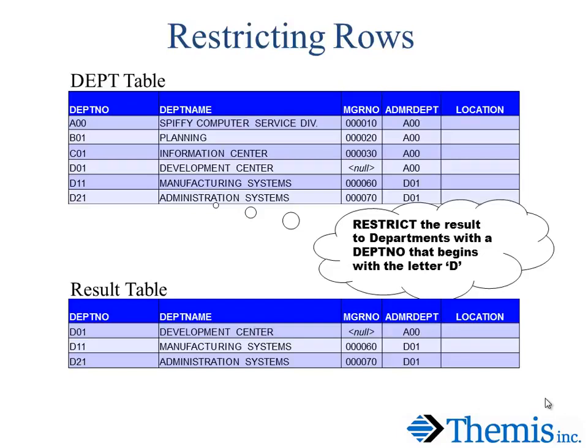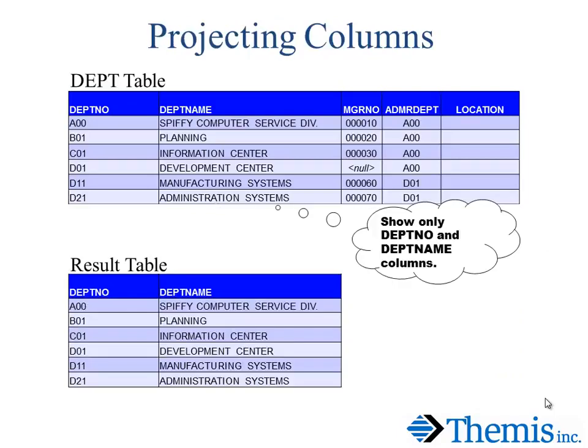And so that's, in academic terms, called a restrict. A project is only showing me the columns that I want. So this table I got is like 5 columns on it. I only care about 2. I only select the 2 columns that I want. Can do both.